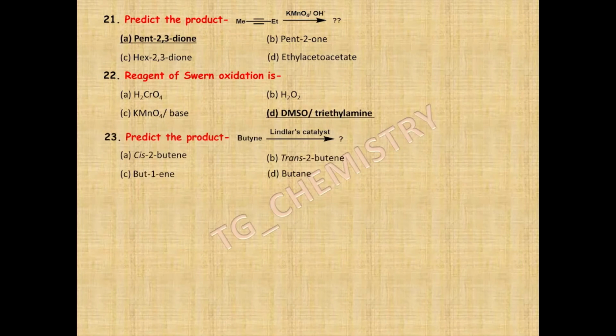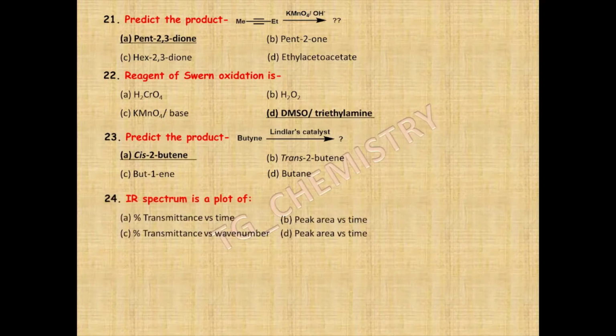Again, we need to predict the product when butyne is reacted with Lindlar's catalyst. Now we know that Lindlar's catalyst is a very specific reducing agent to reduce the alkyne to alkene, and it produces the cis isomer. So this is very important, that if you want to have the cis olefin or alkene from an alkyne, you need to use the Lindlar's catalyst. So option A should be the right answer, that the product should be cis-2-butene.